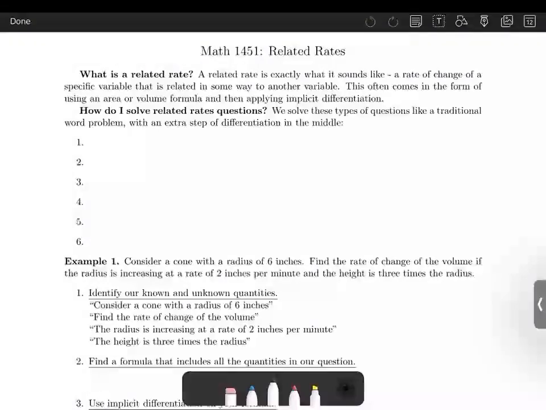Hi everyone. In this video, we will be talking about related rates for Math 1451 at Texas Tech University, which is Calculus 1. So what is a related rate? A related rate is exactly what it sounds like. It's some rate of change that's related to something else.